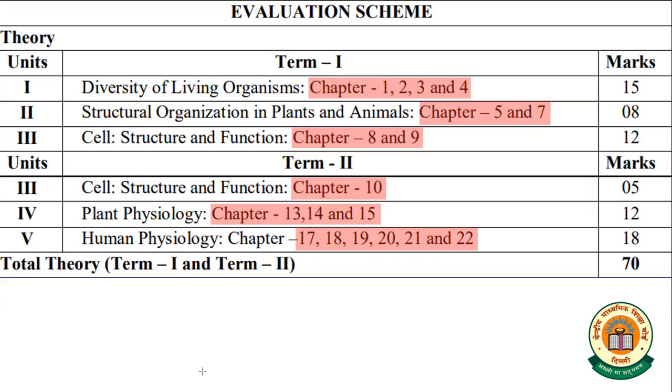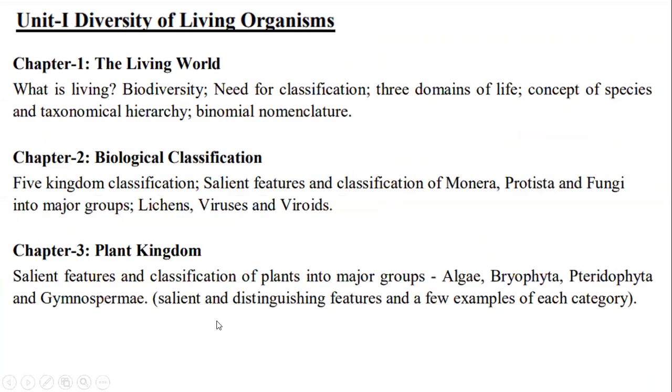So let's check in detail what all are the chapters and the syllabus of each chapter in each and every unit that we have discussed right now. The first chapter, as we all know, is the living world, and what we have to learn from that chapter is: what is living, biodiversity, need for classification, three domains of life, concept of species, taxonomical hierarchy, and binomial nomenclature. Almost the entire chapter is covered with the topic of living world.